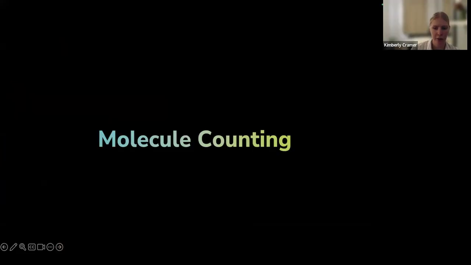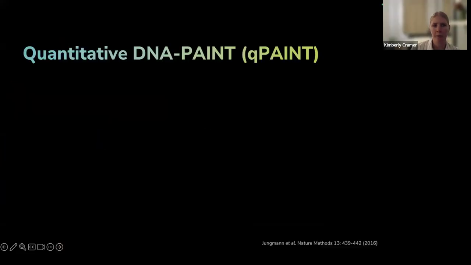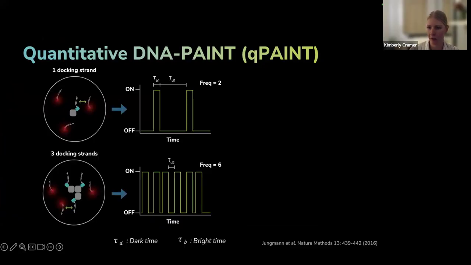Another advantage of DNA paint is molecule counting. This is also called quantitative DNA paint. So this is special because you can do not only relative counting, but also absolute counting. In order to do quantitative DNA paint, you need to understand that there are kinetics associated with the binding and unbinding of the imager strand to the docking strand.